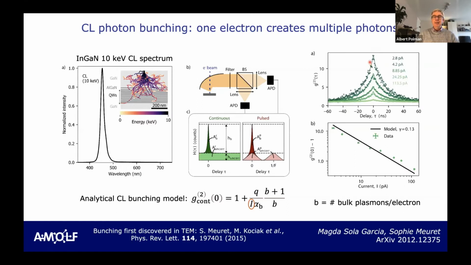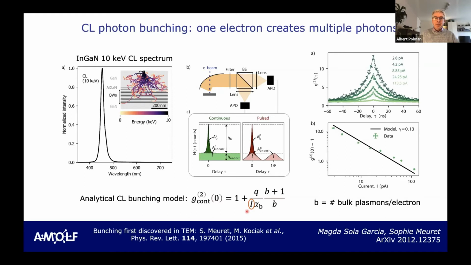And the reason is not that we don't see this bunching, but we normalize out the background, and the correlations of the background go with the square, right? It's correlating two electrons, so it goes with the square of the current. So the more current, the less easy it is to see this bunching behavior. And that's the behavior here. The bunching goes down with increasing current.